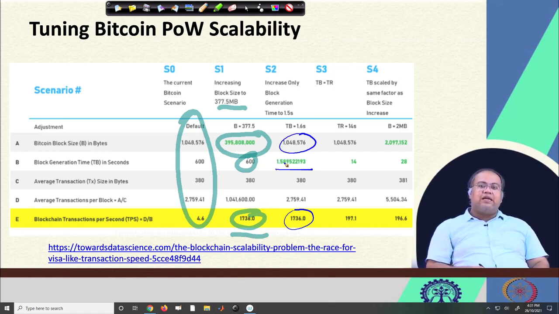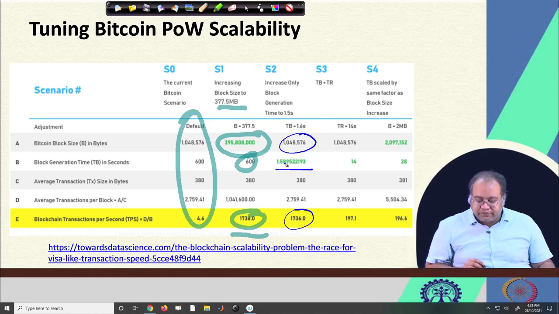Well, and if the miners need to find the value of the nonce within 1.5 seconds, that means the challenge needs to be much easier. And if I make the challenge much easier, then obviously I am compromising the security of the system. So that means it is again infeasible to make a transaction through commitment time or block generation time equal to 1.5 second or 1.6 second, something in that order.